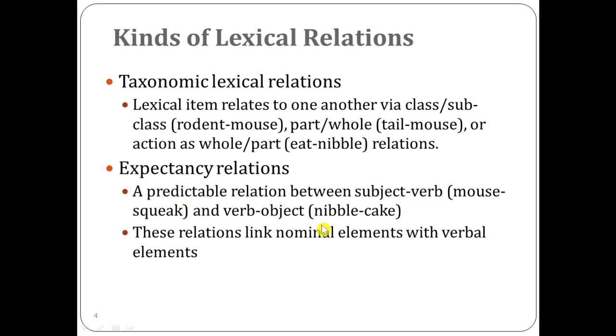Next, we call it expectancy relation. It can be the predictable relation between subject and verb, for example, mouse and scurry, and between verb and object, like nibble and cage. So mouse can be the subject and scurry the verb, and here nibble can be the verb and cage can be the object. This relation links a nominal element with a verbal element. Mouse can be regarded as the nominal element and the verbal element can be scurry.